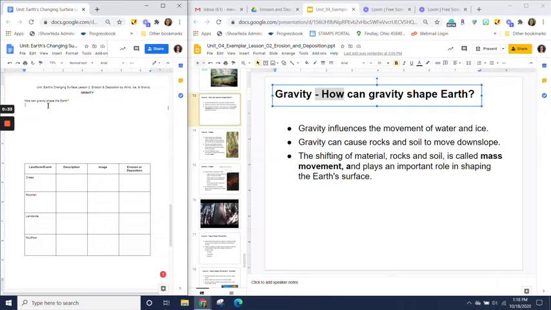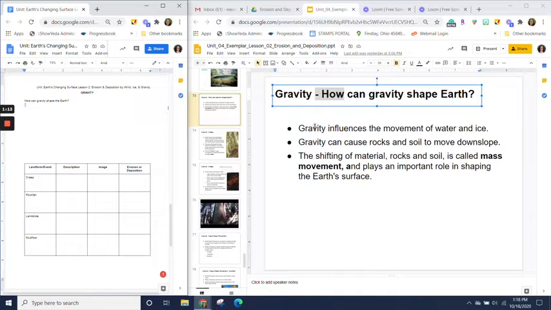So gravity influences the movement of water and ice. Gravity is one of the driving forces pushing glaciers down slopes. It's the driving force that causes water to flow downhill, influencing a stream or a river. Gravity can also cause rocks and soil to move downslope. The shifting of material, rocks and soil, is called mass movement and plays an important role in shaping Earth's surface.